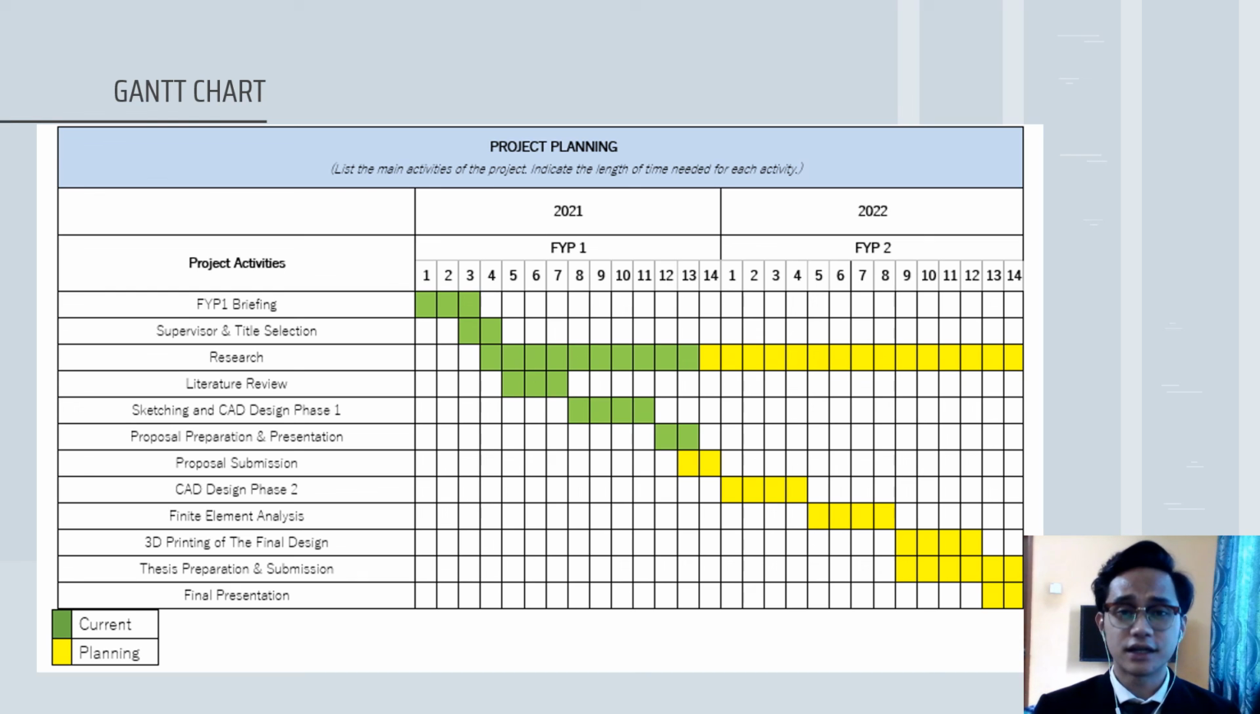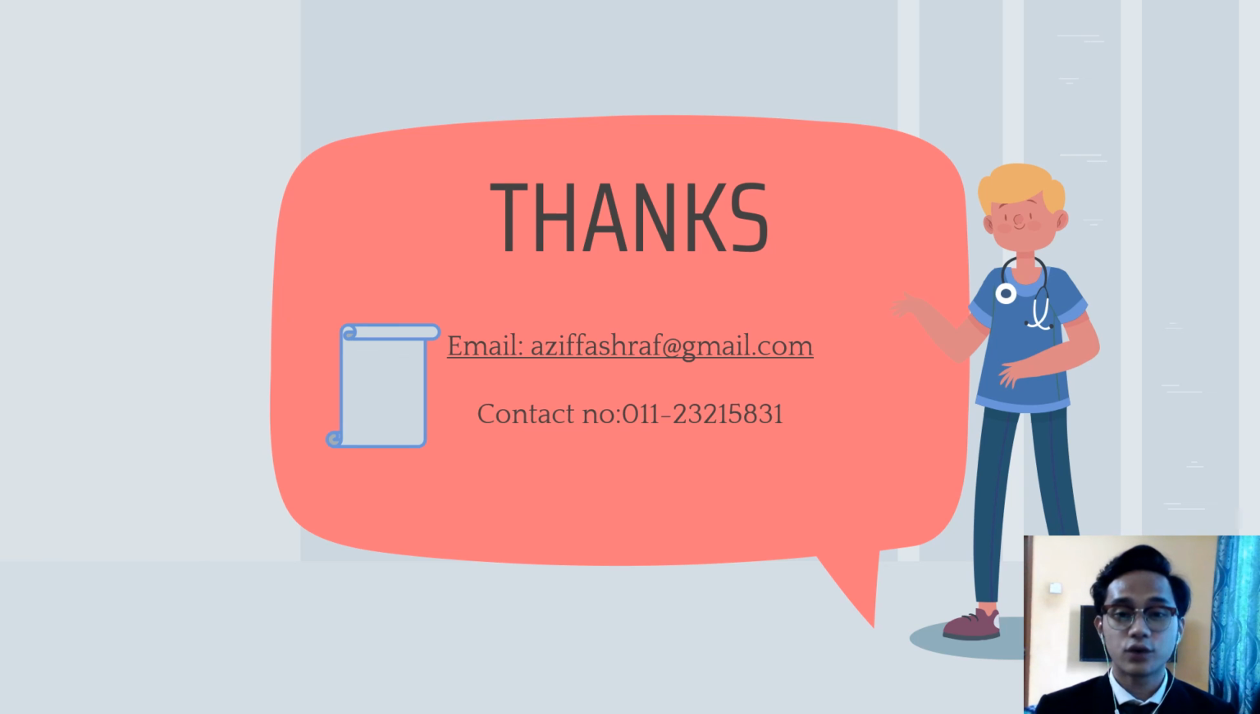This is the Gantt chart for project planning. The green box is the current phase, which is the part that I have done, while the yellow box is the planning phase.